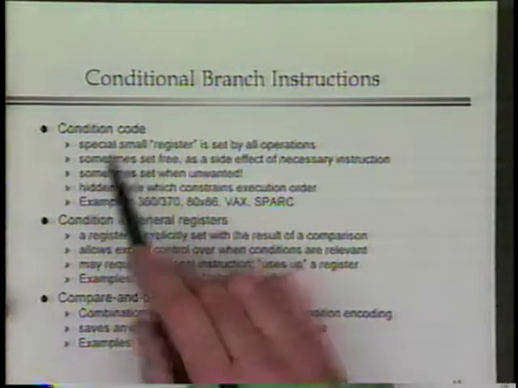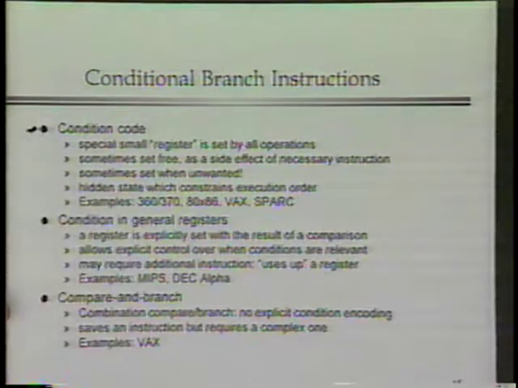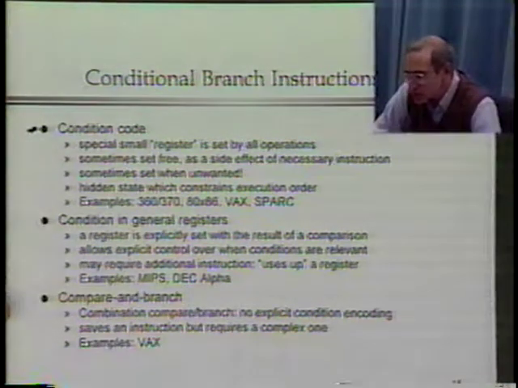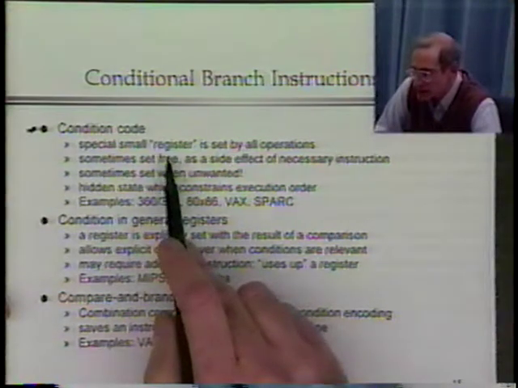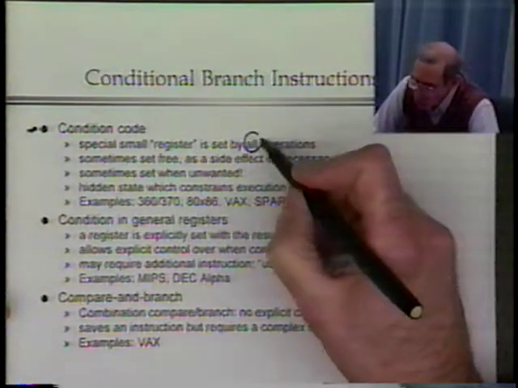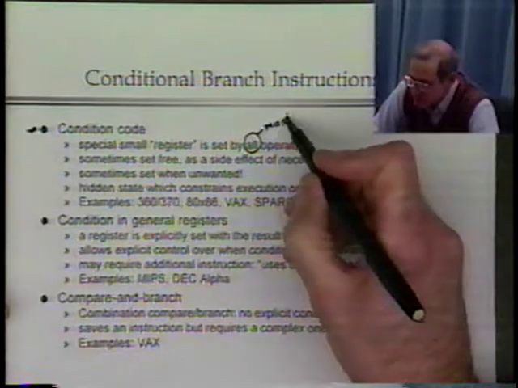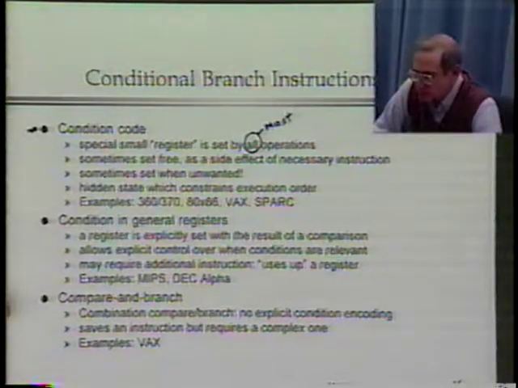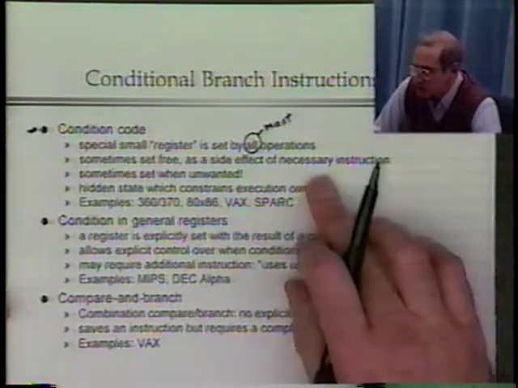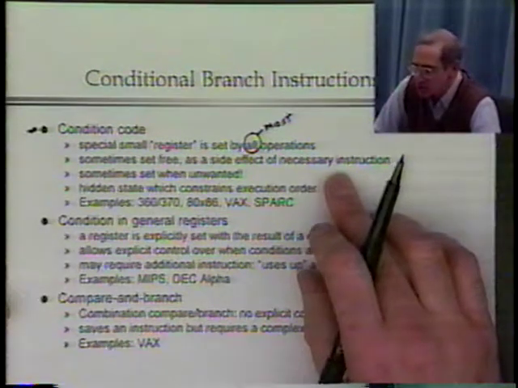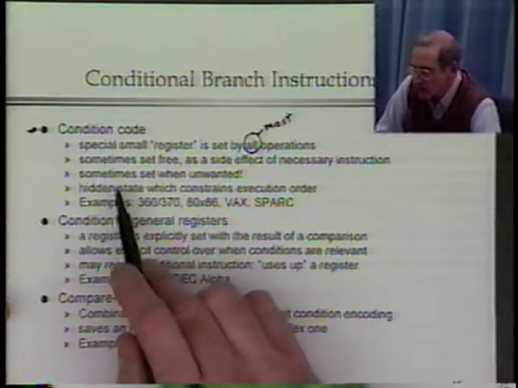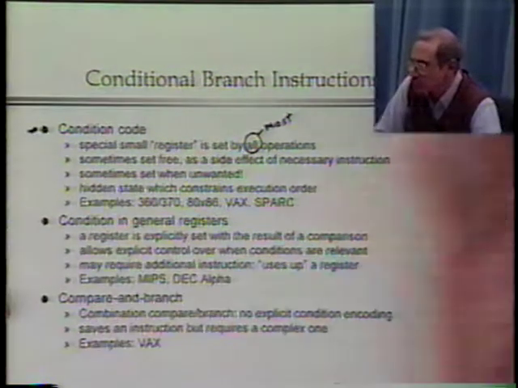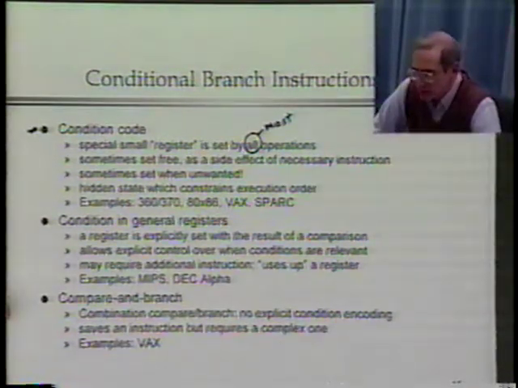The first one, and the one which probably dates back farthest in time, is condition code. The condition code is essentially a small register. It's a piece of state information in the machine that's set by, well, maybe not all, but by most operations. It's often done as a side effect of an instruction. Let's say you do an add instruction, you might set the condition code implicitly to indicate whether the result of that add instruction is positive or negative or 0.